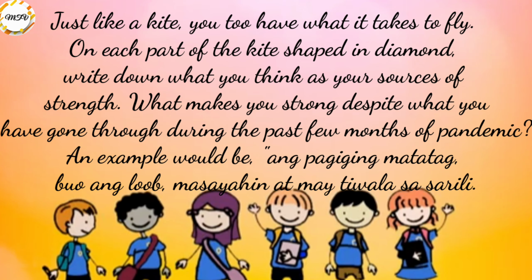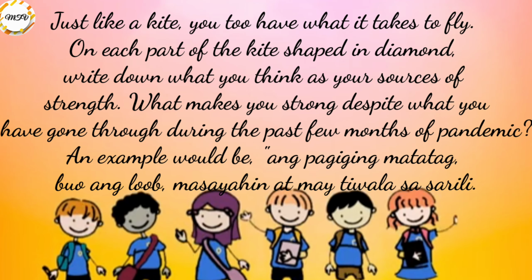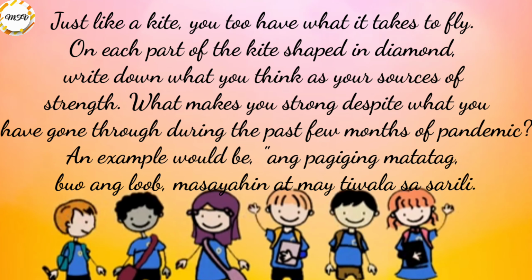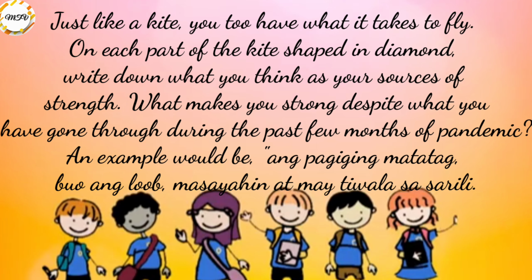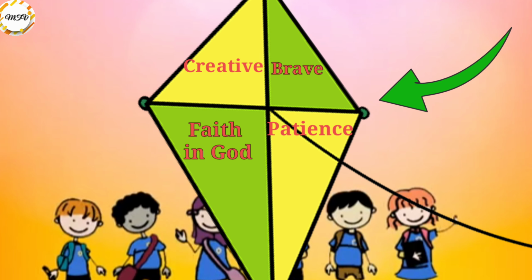On each part of the kite, shaped in diamond, write down what you think is your sources of strength. What makes you strong despite what you have gone through during the past few months of pandemic? An example would be, ang pagiging matatag, buo ang loob, masayahin, at may tiwala sa sarili. So here are the examples of my strengths written on each corner of the kite.